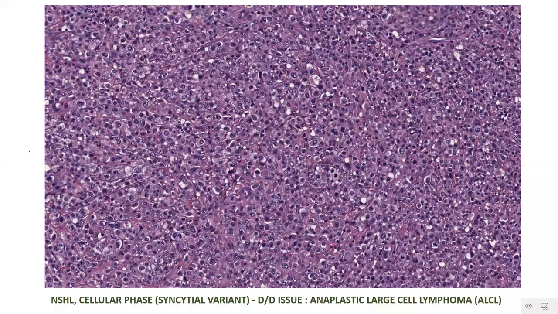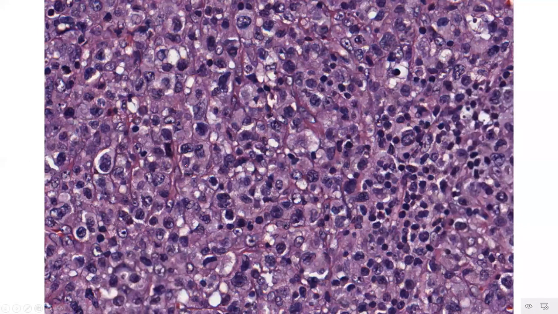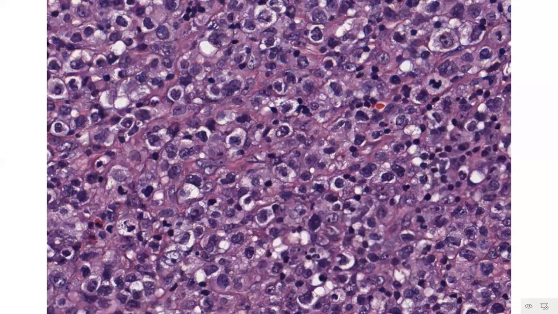Now coming to the third differential diagnostic category for, again, nodular sclerosis Hodgkin lymphoma of the syncytial variant, this is anaplastic large cell lymphoma. As you see, the lymph node architecture over here is effaced by diffuse sheets of atypical large cells, a few of which appear to be lying within lacunar spaces, right? And they give you the impression of Hodgkin cells, right? They appear to be lying in lacunae.